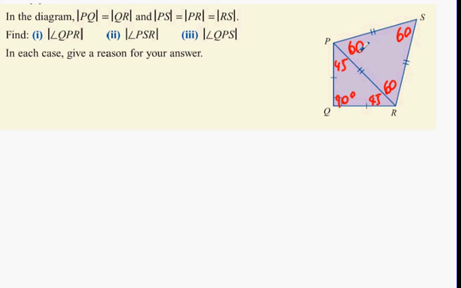What is the angle QPR? Q to P to R. 45. Isosceles triangle with a right angle in it, it's got to be 45 degrees. PSR? 60 degrees. Equilateral triangle's got to be 60. And QPS? 105 because it's the 45 plus the 60 to get me 105 degrees. Okay.